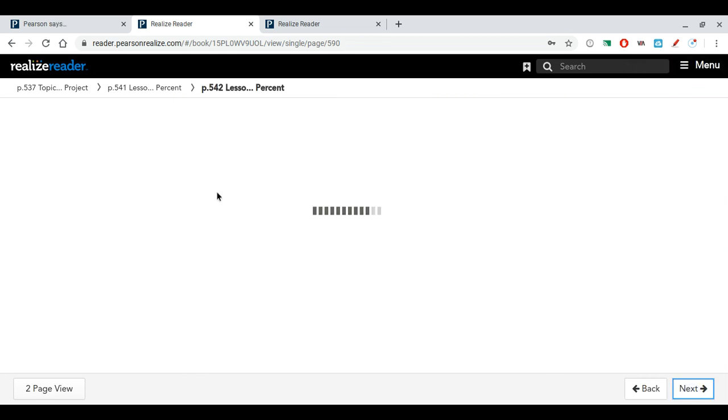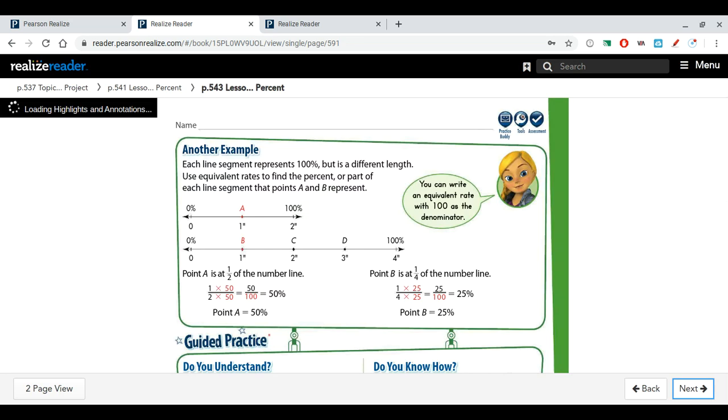All right, so let's move into your guided practice. Today is really going to be about visually looking at it, and then we're going to start doing some work with converting between the different forms of percents as well. So if we take a look at my number line, each line segment represents 100%, but is a different length. Use equivalent rates to find the percent or part of each line segment that points A and B represent.